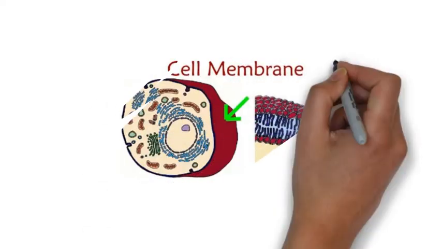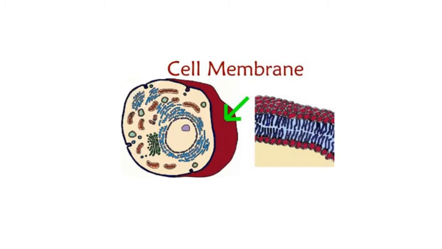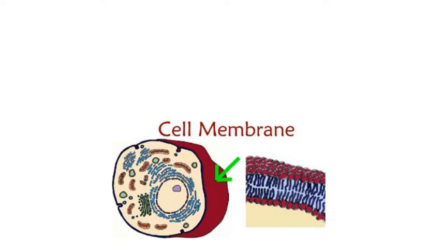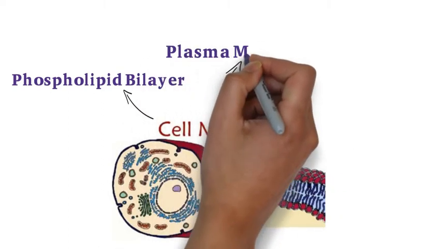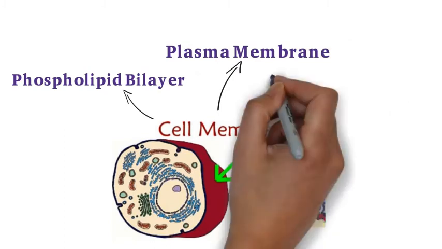We've previously talked about eukaryotic cells, specifically plant and animal cells and their important organelles. In today's lesson, we will focus on the cell membrane. There are different names we can use for the cell membrane. It can be called phospholipid bilayer, a plasma membrane, or fluid mosaic model.